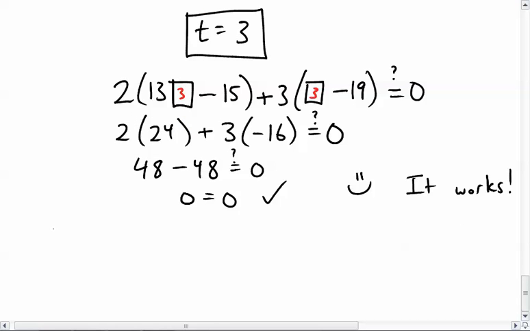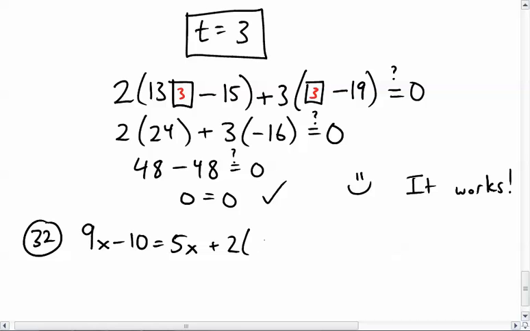Okay, question number 32. We want to solve for x. 9x minus 10 equals 5x plus 2 times 2x minus 5. So same steps. We want to expand the brackets first.